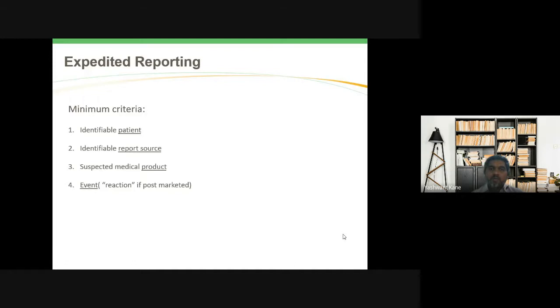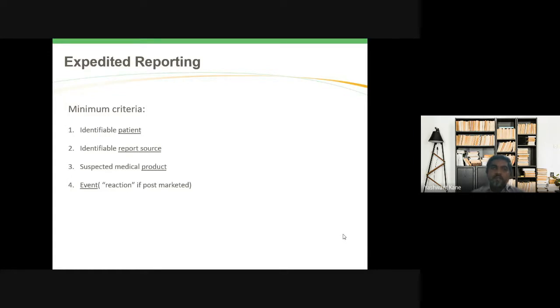Report source: whether it is a reporter, a doctor, a literature case, coming from the licensing partner, or coming from a health authority, that report source should be clear. Suspected medical product: whether this product is my company's product is a question, and if it is not, then a communication flows out to the concerned other company that we have received such and such adverse event for your such and such product.